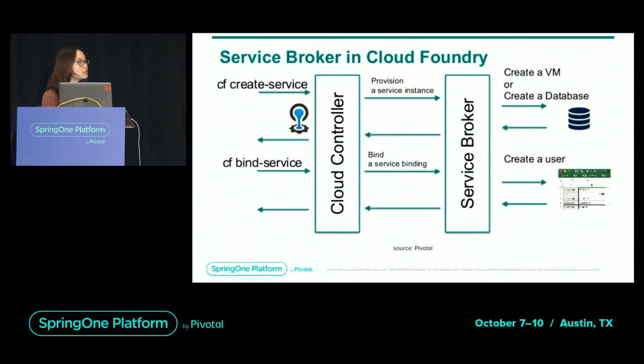Another thing that you can do is cf bind-service, and what this would do is that the service broker would then do all the necessary things to come back with the necessary credentials, so that you can have an application that is created in Pivotal Application Service be able to access that backing service you have just provisioned.